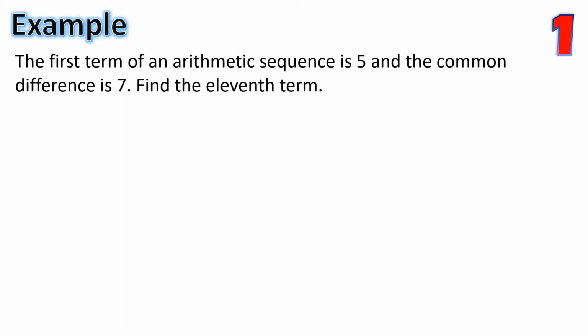This time, let us have some examples. Example number 1. The first term of an arithmetic sequence is 5, and the common difference is 7. Find the 11th term. In this problem, we're looking for the 11th term, that is a sub 11. And we are given a sub 1, the first term, equal to 5, and the common difference is 7.